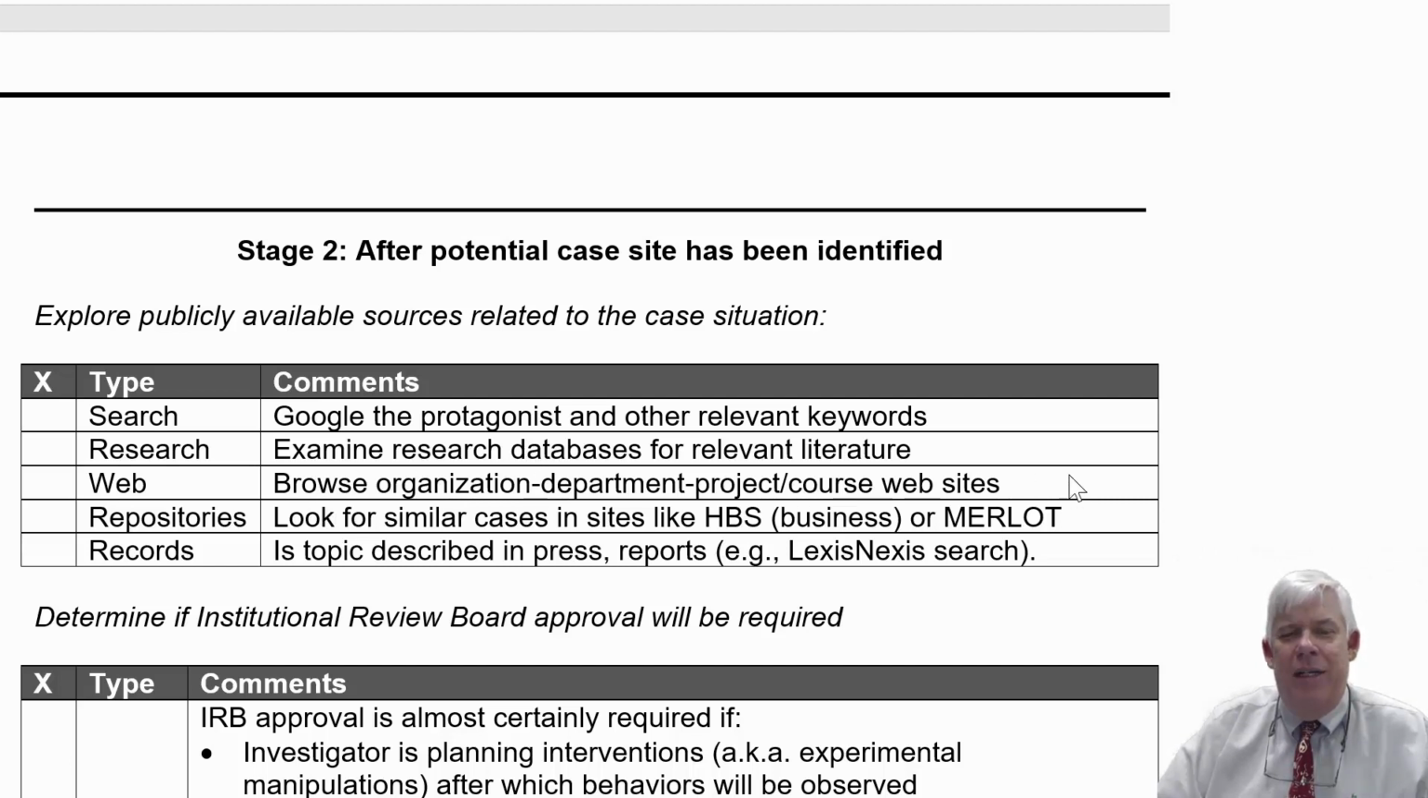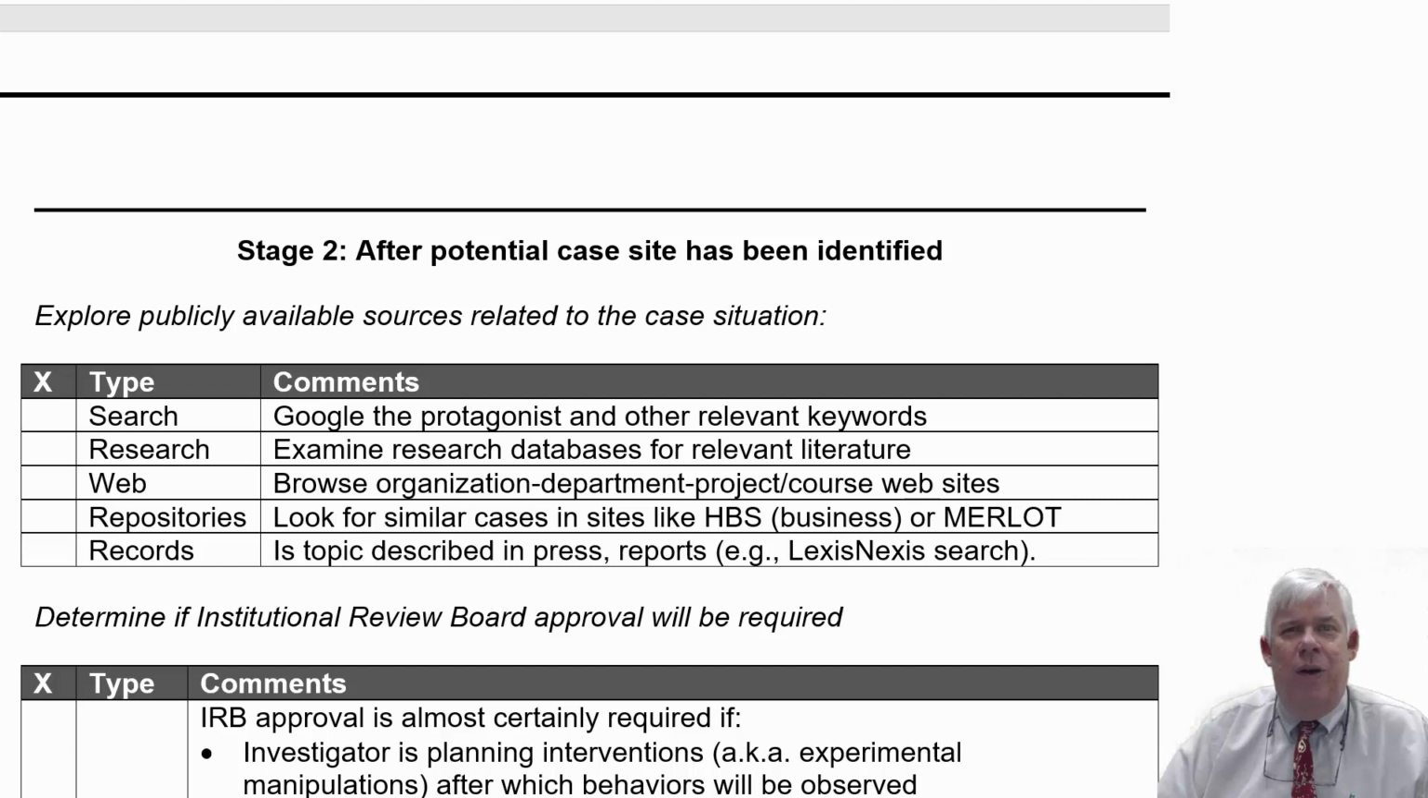You can also look for research that has been written on the organization that you're thinking about writing about. The web is an extremely useful place to do searches, and if you're dealing with an organization, there's a very good chance they have a website that you can research. There may also be repositories.